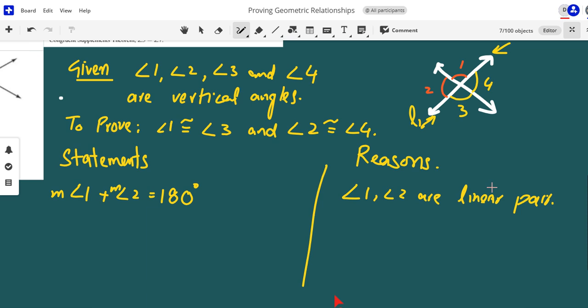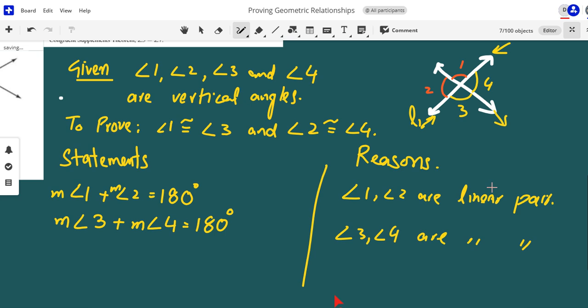Measure of angle 3 and measure of angle 4 are linear pair, so their sum will also be 180 degrees. Okay. Measure of angle 3 plus measure of angle 4, this is also 180 degrees, right? By the same reasoning, angle 3 and angle 4 are linear pairs. Okay, now let's consider this one as a main line.